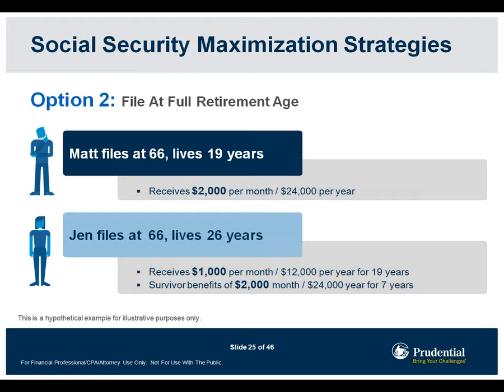Option two, Matt says, I'll wait till my full retirement age. And by waiting till his full retirement age, he'll receive his full benefit of $2,000 a month. And because he filed for his benefit, Jen can file for spousal benefit. And since she's filing for that spousal benefit at her full retirement age, she'll now receive 50% of his benefit. So he'll receive a check for $2,000. She'll receive a spousal check for $1,000. And then when Matt dies, her survivor benefit will be the $2,000 that Matt was receiving before he died.